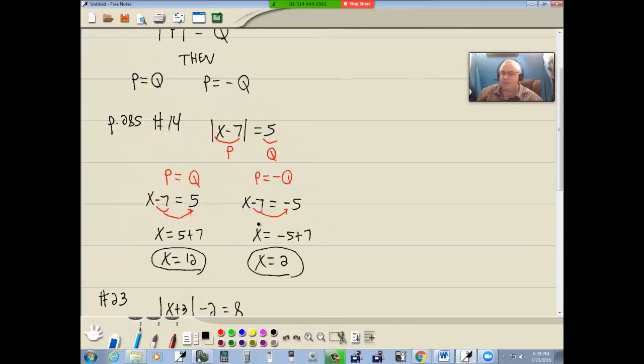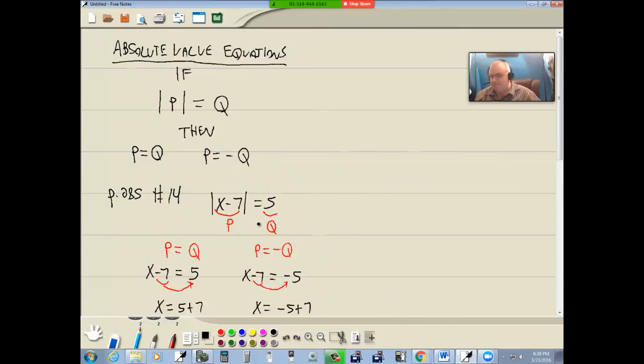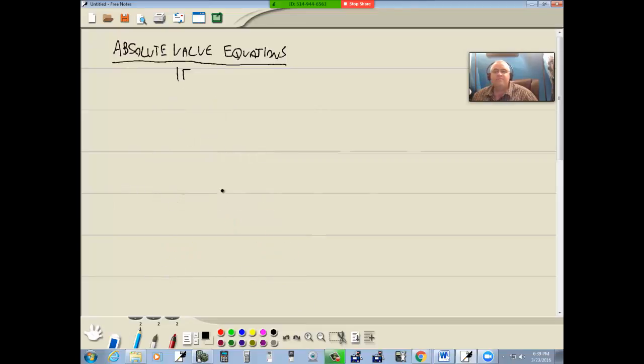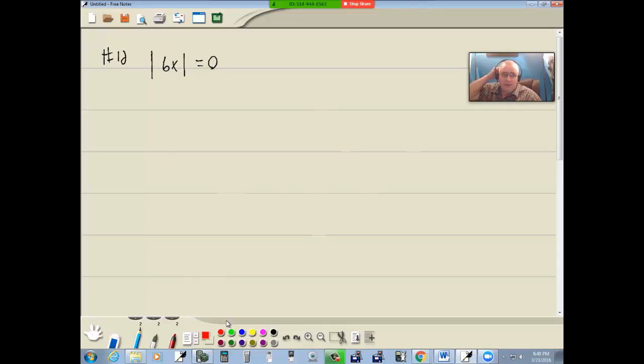Now there's one other oddball case, and I'll mention it real quickly. Let me clear this off. Okay, we got the absolute value of 6x is equal to 0. Well, it fits our form. We got the absolute value of something is equal to something else, so whatever's inside of our absolute value will be our P, and the other side will be our Q.